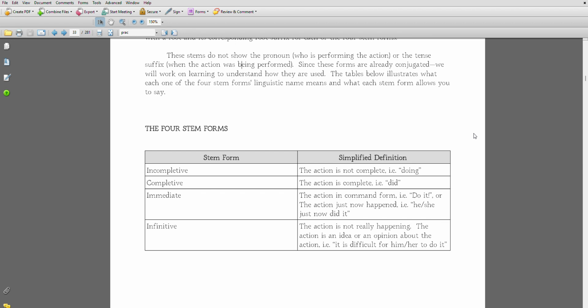The immediate stem, the action is in command form. So for example, do it, or the action just now happened. So for example, he or she just now did it. That's what this stem form is used for. The infinitive stem, the action is not really happening. The action is an idea or an opinion about the action. For example, it is difficult for him or her to do it. It is also why this stem form is the stem of choice for making abstract nouns or nouns that are an idea.